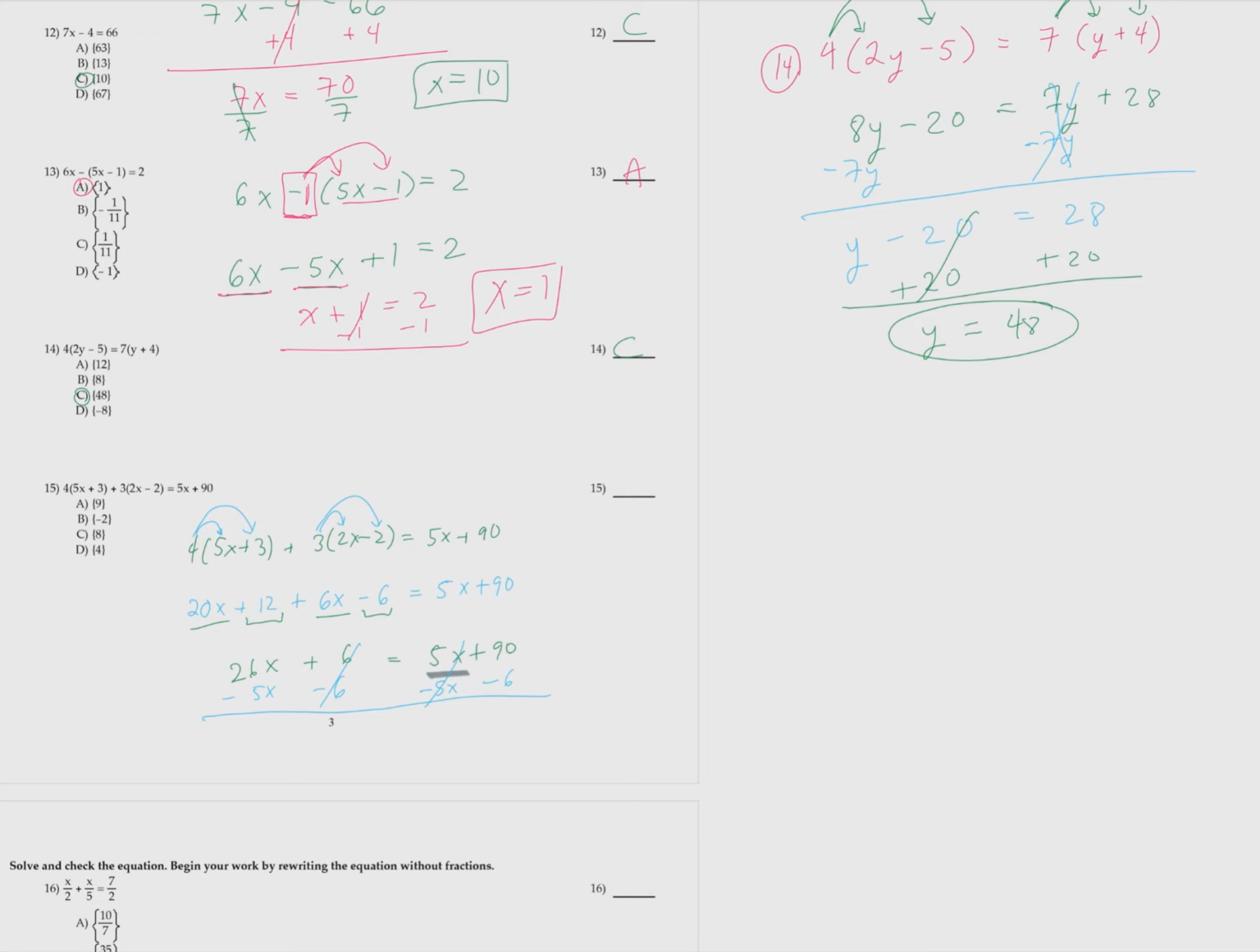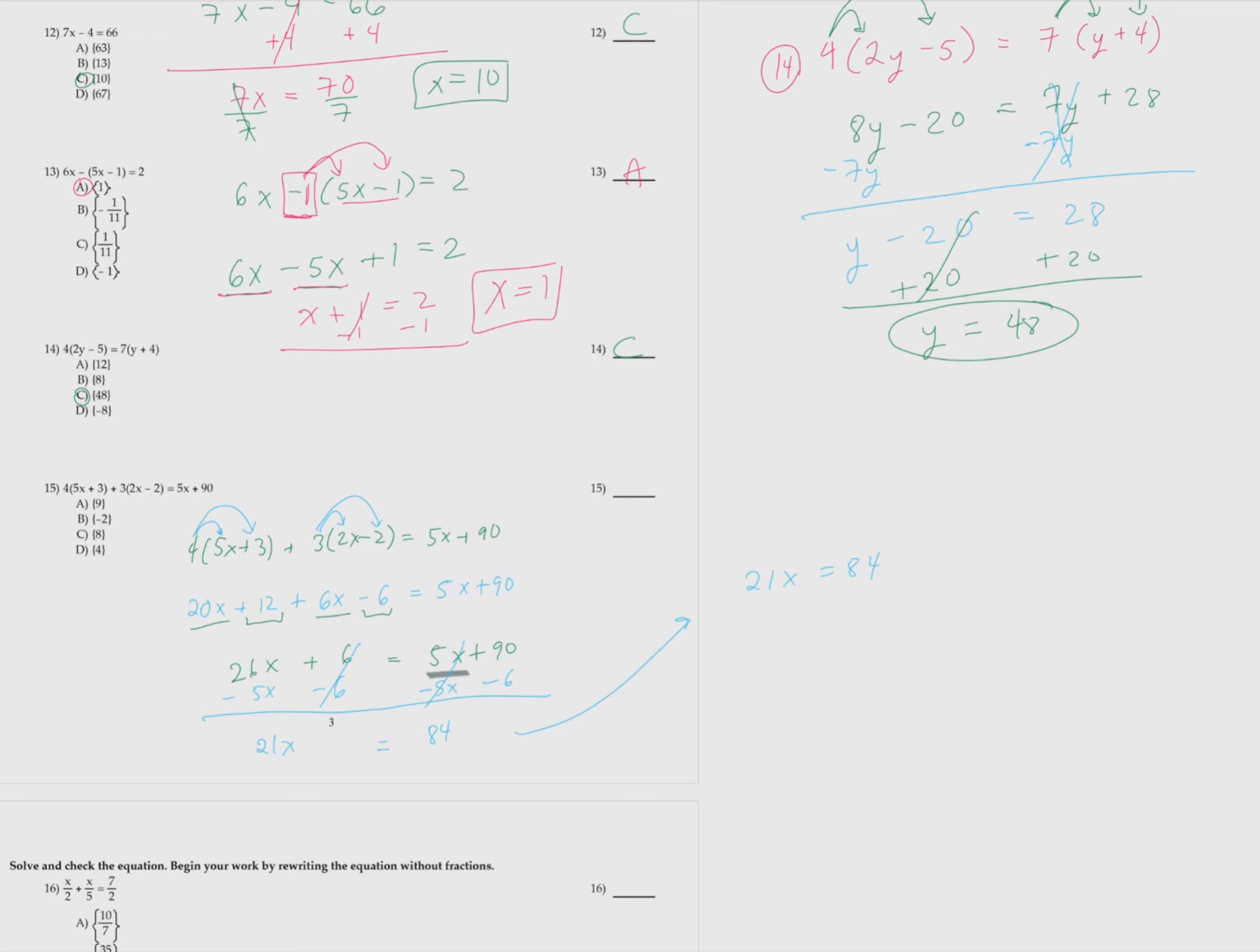Now that goes away. So let's see what we have left over. We have 26x minus 5x, that's 21x. And we have 90 minus 6, that's 84. So I'm going to continue over here. 21x equals 84. So what's the next step? How do I solve for x? What do I have to do? Well, if you said we're going to divide, you're correct.